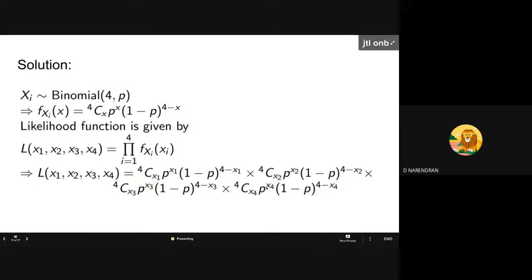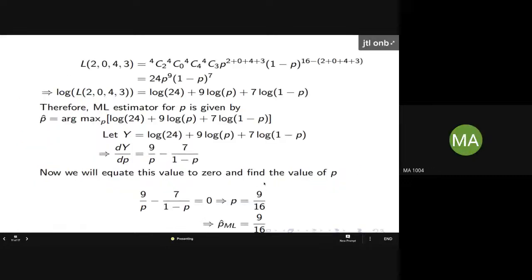So finally, see here they have substituted. If you substitute 2, 0, 4, 3 and finally simplify, you get the correct answer. You will get 24, which is 4C2 times 4C0 times 4C4 times 4C3, so it is 24 times p power 9 times (1 minus p) whole power 7.